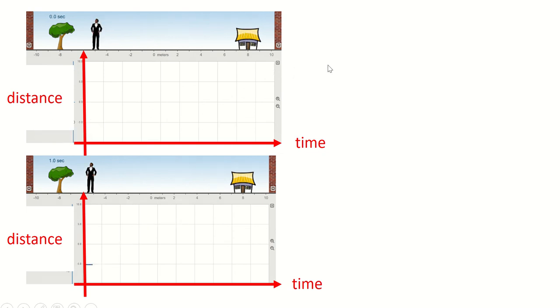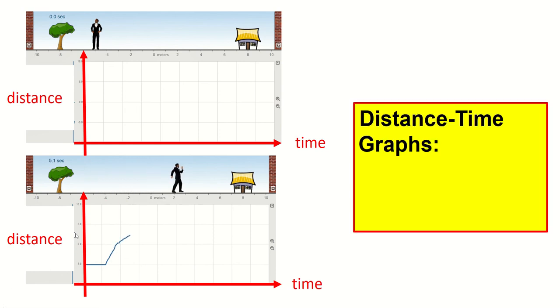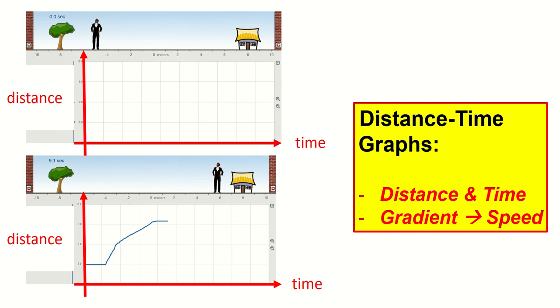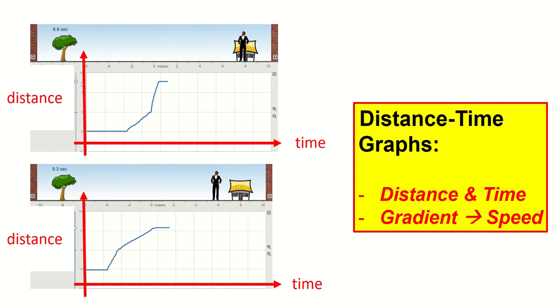So what's the first thing that we learn in distance time graph? First thing is that distance time graph, other than giving you the distance and the time, the gradient also gives you the speed. So bear that in mind. That's important for distance time graph.